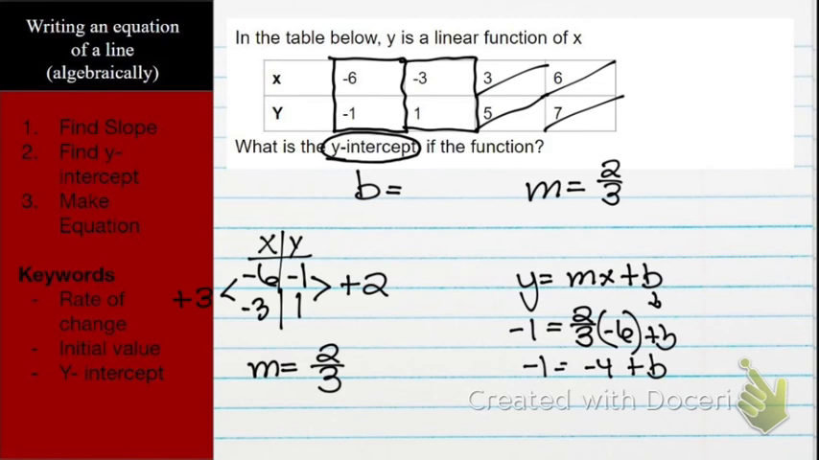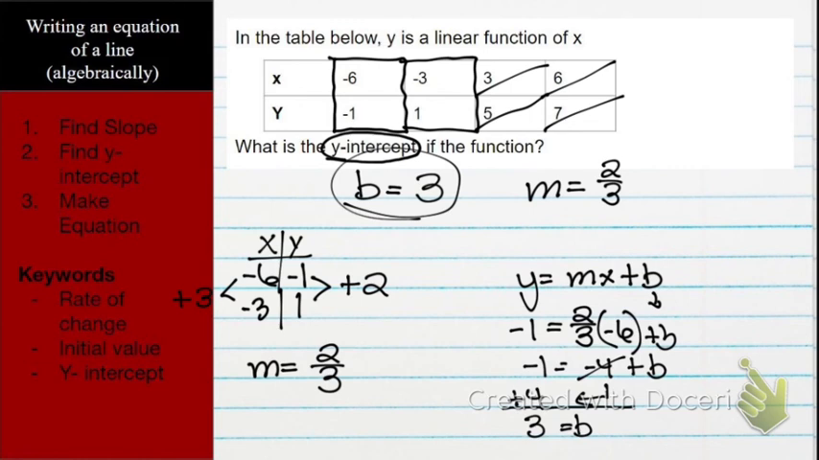Now I've got to get b by itself, so I'm going to move -4 to the other side. When I cross that equal sign, it becomes its opposite, which is a positive, and the negative goes away. So we've got -1 plus 4, which is 3. So b equals 3. I just found out what my answer was, because all they wanted was my y-intercept, not my equation. So b is equal to 3. That's my answer.